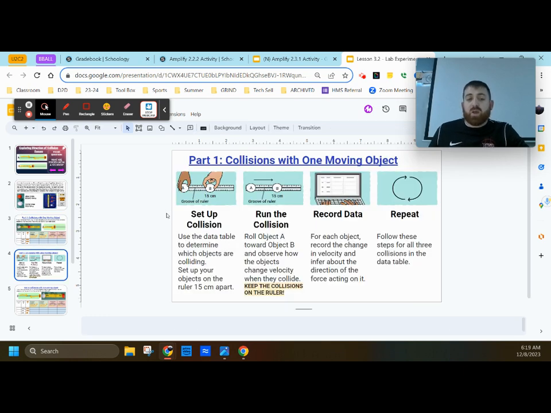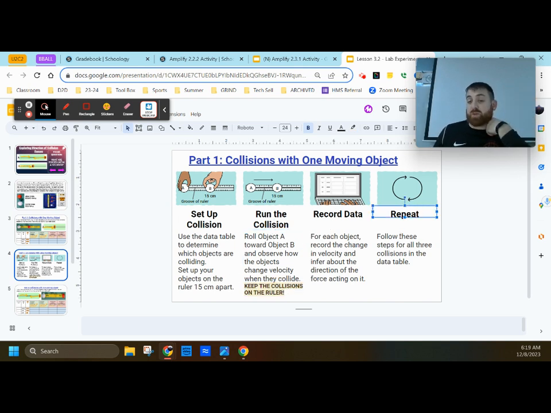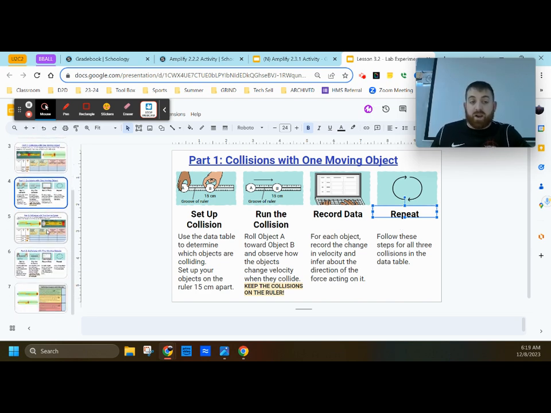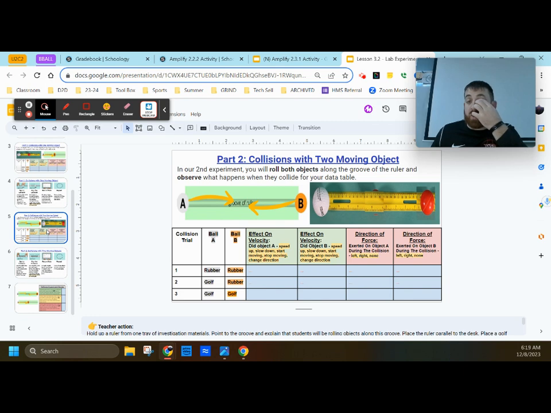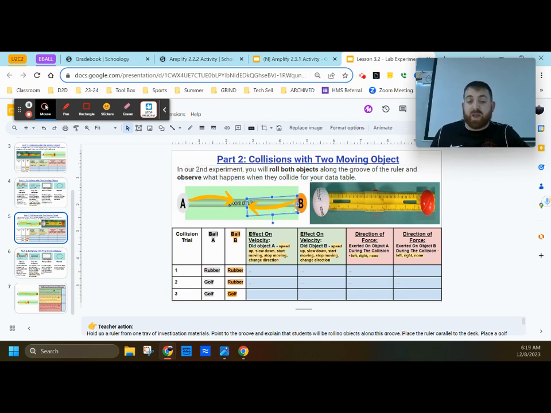So just to recap, you set up your collision, run the collision, make sure you keep the collision on the ruler. They shouldn't be banging off the rulers at all. Record your data and you repeat that for all the different objects we use in the different variations of the collision. Once your group's done there, then you're going to run a new collision trial or experiment. In the second experiment, you're going to be rolling both objects along the groove at each other to see what happens during that collision. So A and B will be on the opposite side.